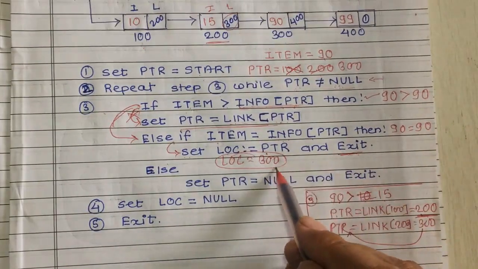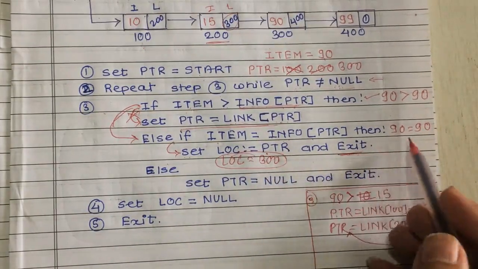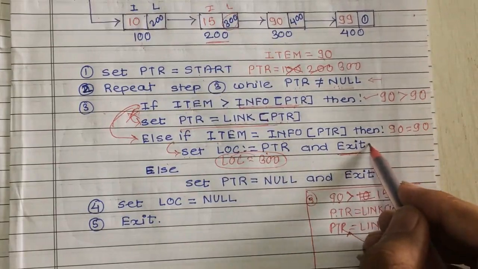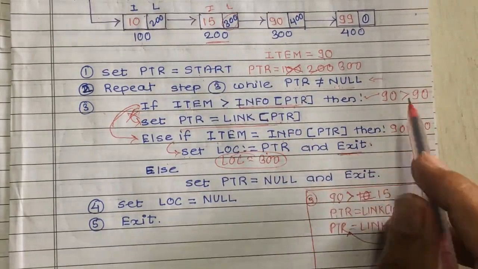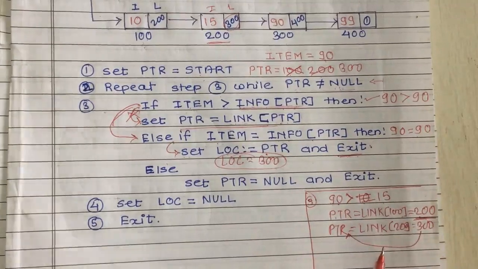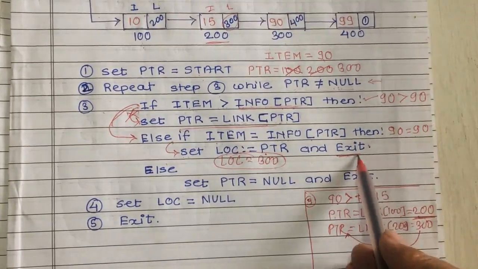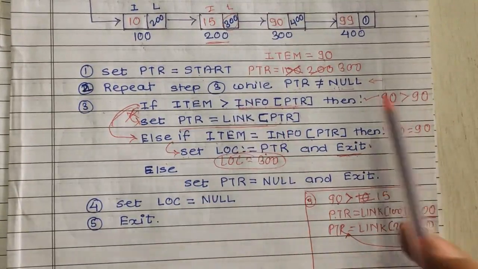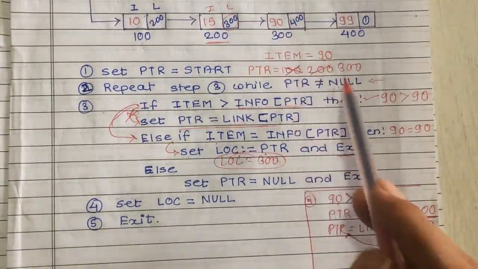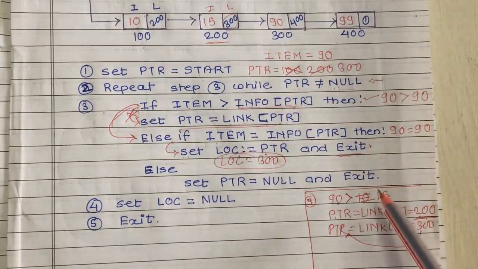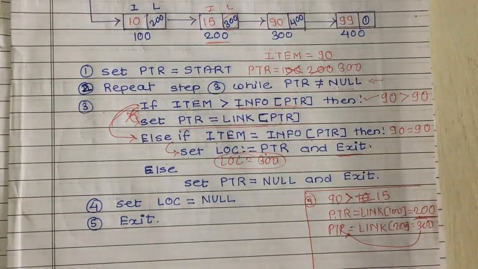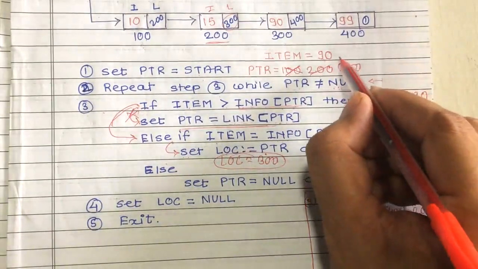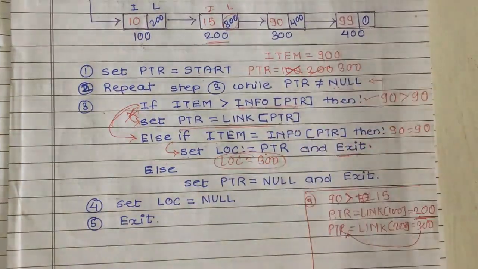After execution of this step, our control will get out of this algorithm. So we can say the execution of the algorithm will stop over here. This is a case when the element is present in the linked list. Now suppose the element is not present. Suppose we have to search the location of 900.